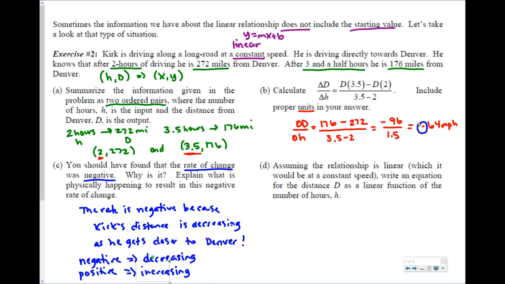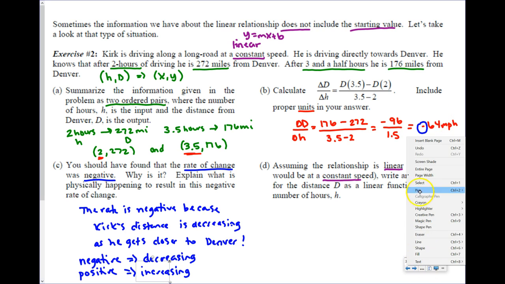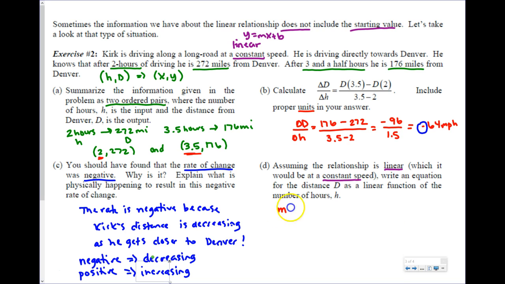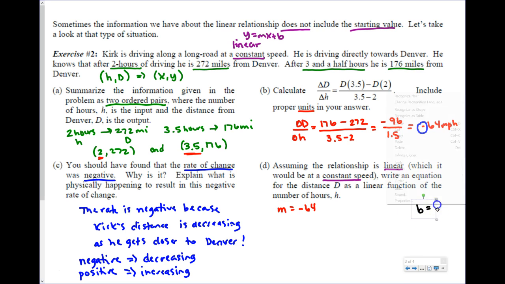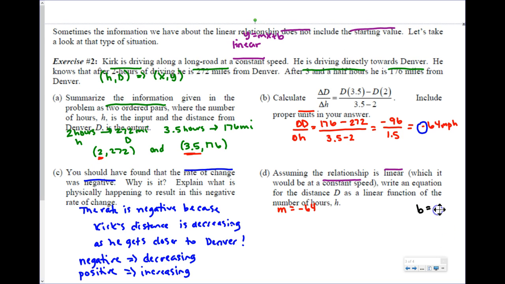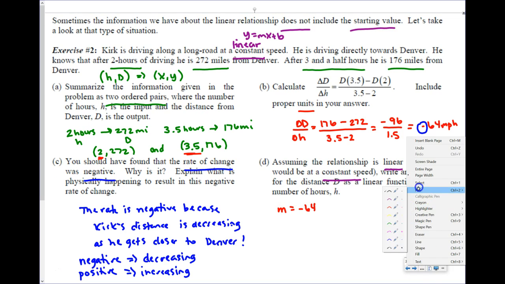Okay? Letter D, assuming the relationship is linear, which we already assumed it was. I assumed it from the beginning because I underlined that word constant, and that's what this is saying here. Constant speed means linear. Write an equation for the distance d as a linear function of the number of hours. Now the problem with this is we have our rate of negative 64. So I know that my m equals negative 64, but I don't know what b is. That's my big problem here. I have to figure out what b is.